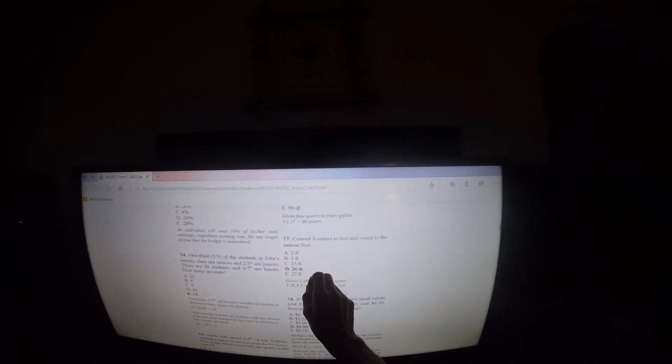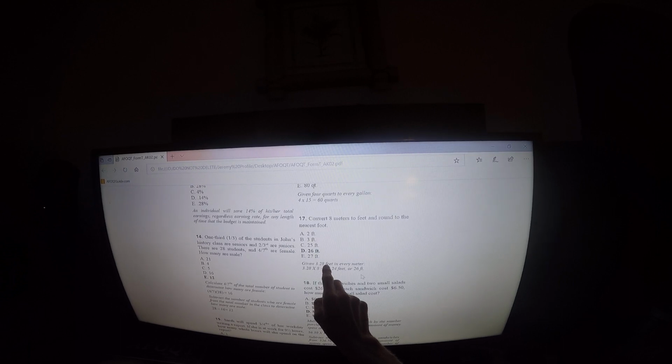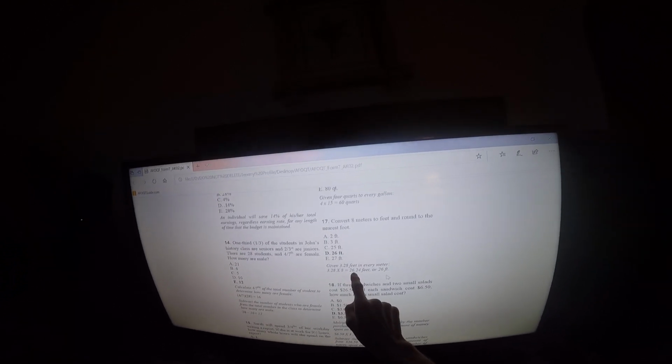Convert 8 meters to feet and round to the nearest foot. Alright, 26 feet. Given 3.2 feet every meter, 3.2 feet times 8 meters equals 26.24 feet, or 26.